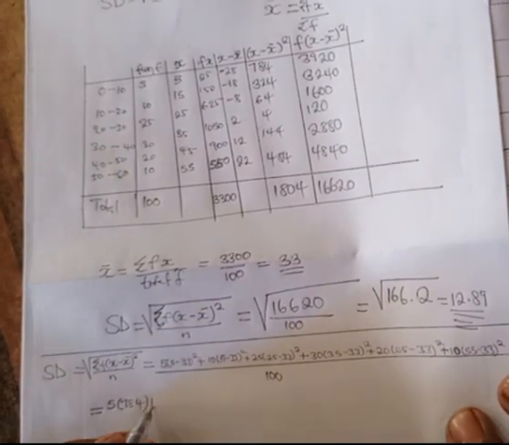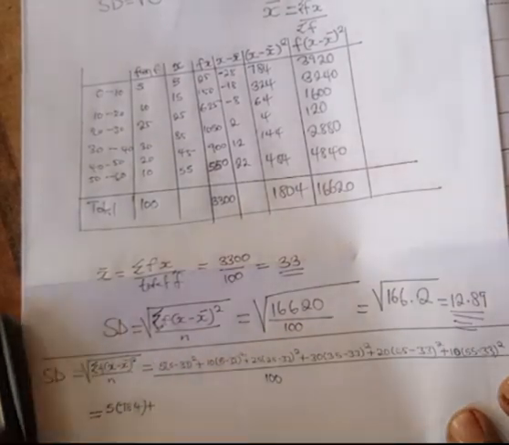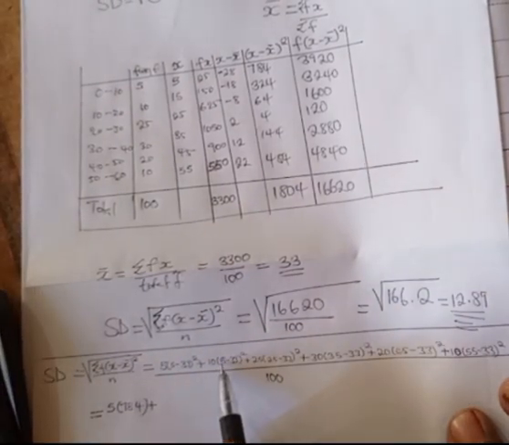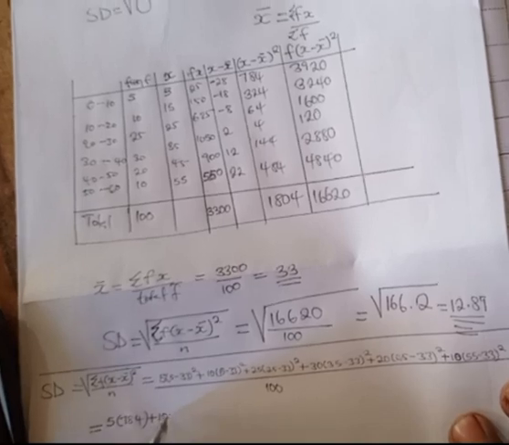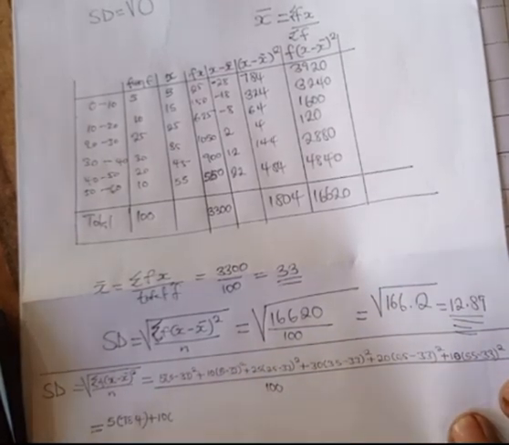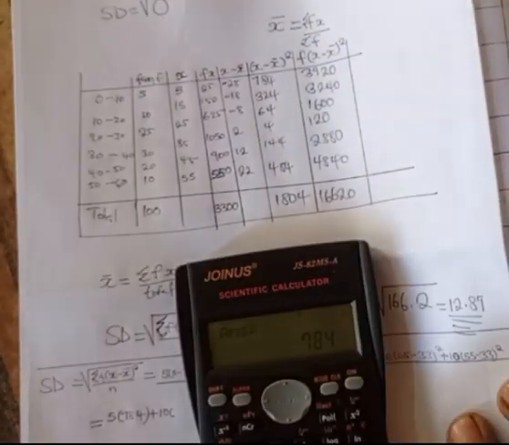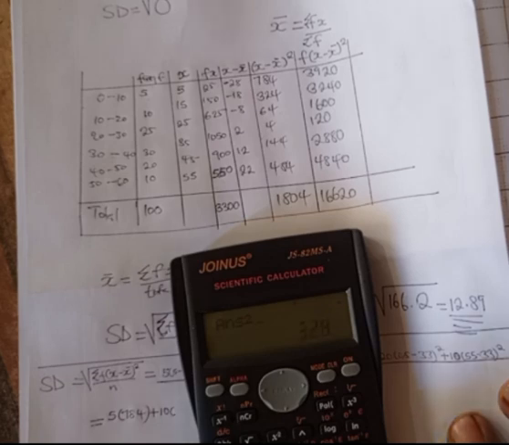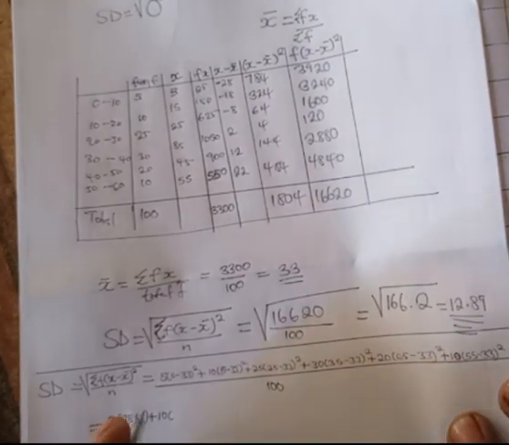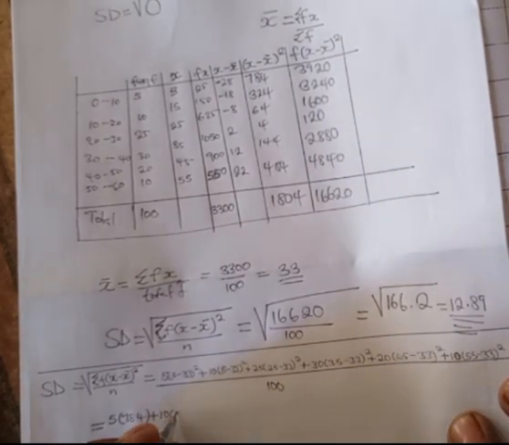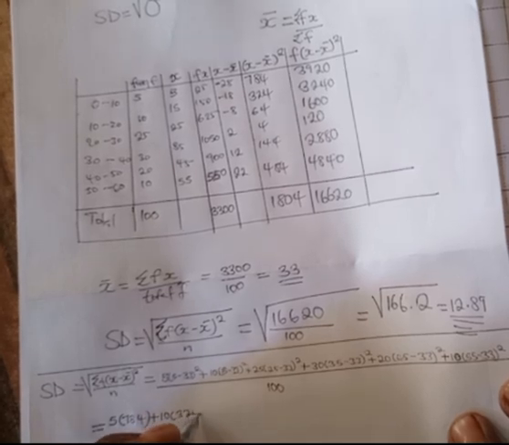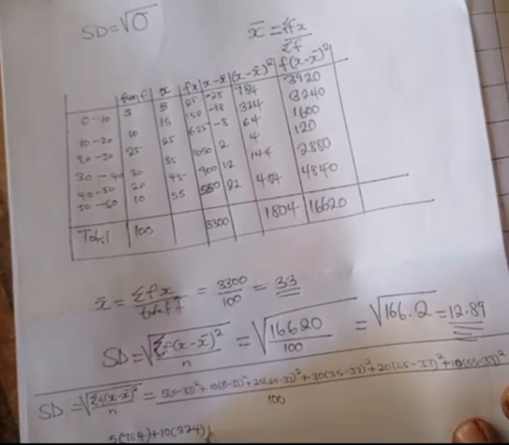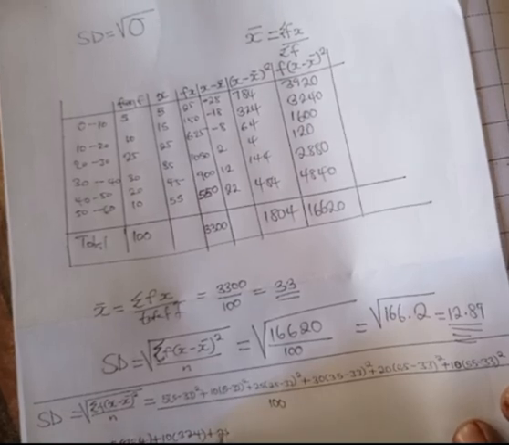Then I go to plus. Again, I will say 10, open bracket, 15 minus 33. Whatever answer I get, I square. The answer I have is 324. Then I come again, plus 25.